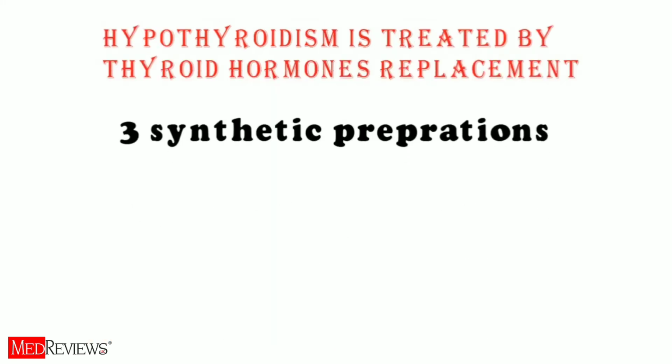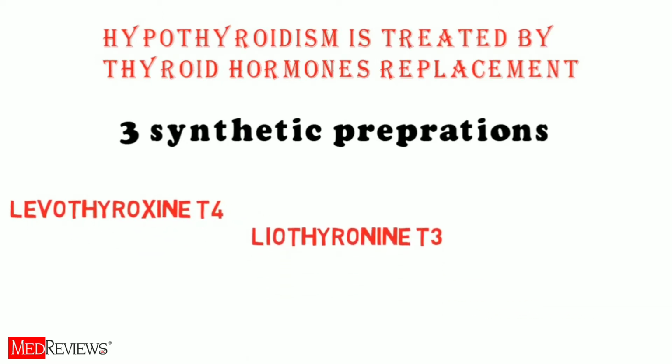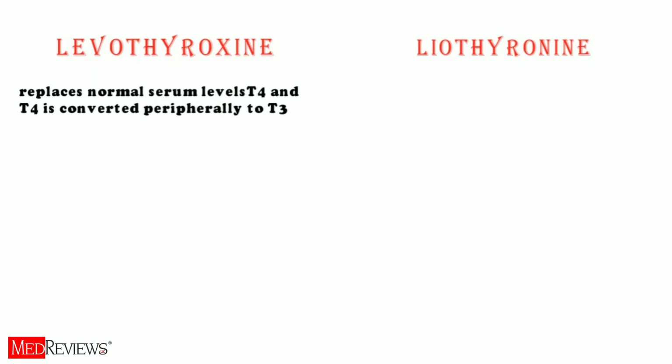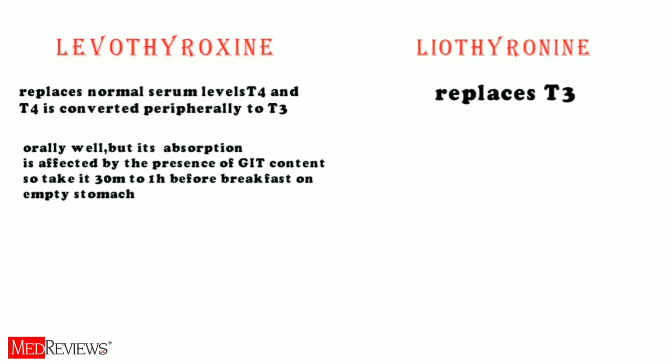There are three synthetic preparations of thyroid hormone: levothyroxine (T4), liothyronine (T3), and liotrix (T4 and T3). We will make a simple comparison between levothyroxine and liothyronine. Levothyroxine replaces normal serum levels of T4, and T4 is converted peripherally to T3. Liothyronine replaces T3. Levothyroxine is absorbed orally well, but its absorption is affected by the presence of GI content, so take it 30 minutes to 1 hour before breakfast on an empty stomach.